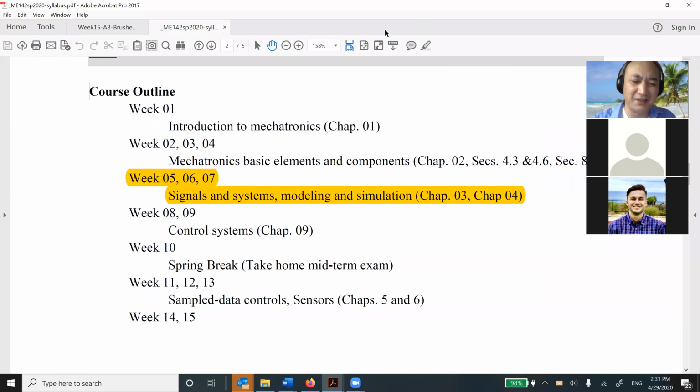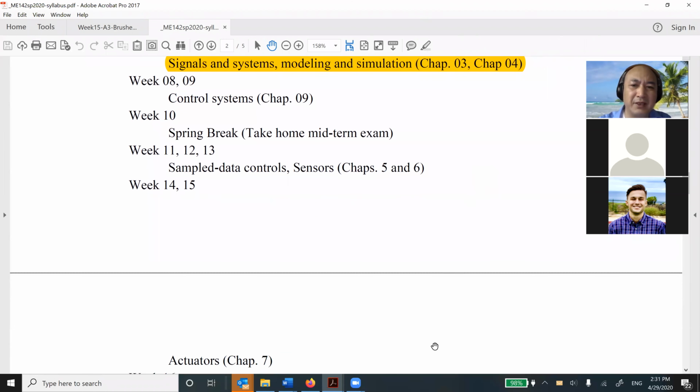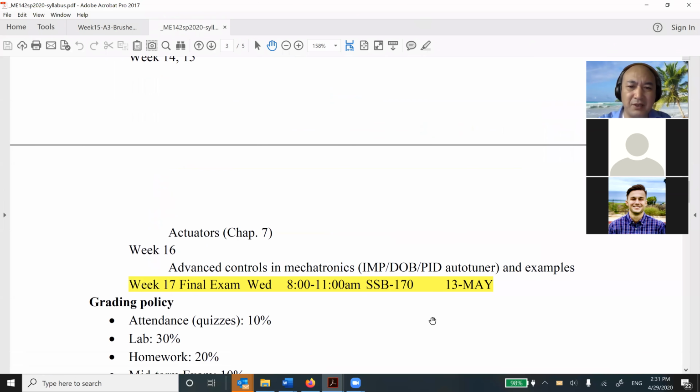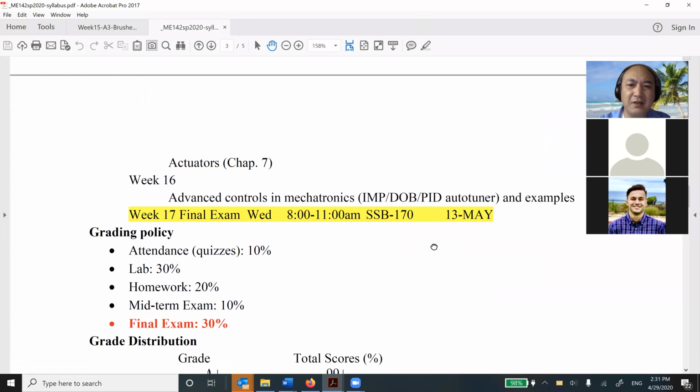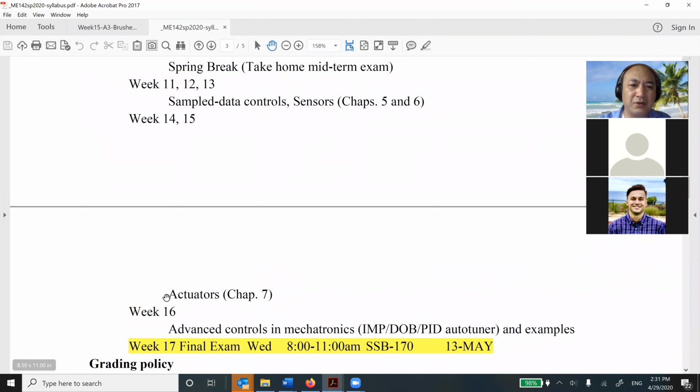Let's wait another half minute while we look at the syllabus. According to the syllabus, we are now in week 15. Last week, we mainly focused on sensors, especially motion sensors. Now in week 15, we are going to talk about actuators. The reading materials will be in chapter 7.